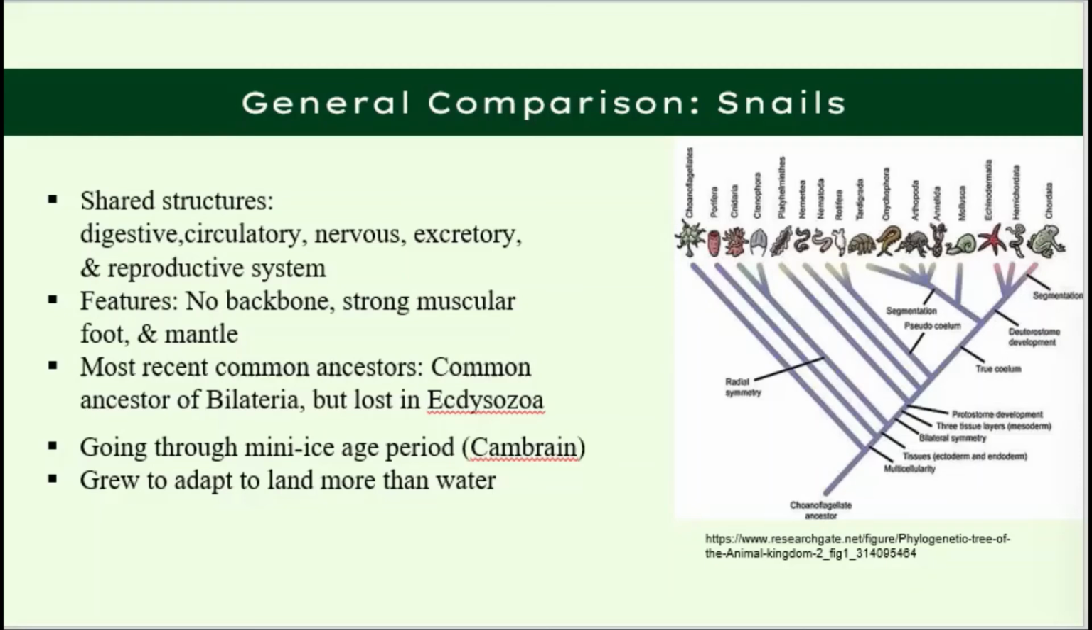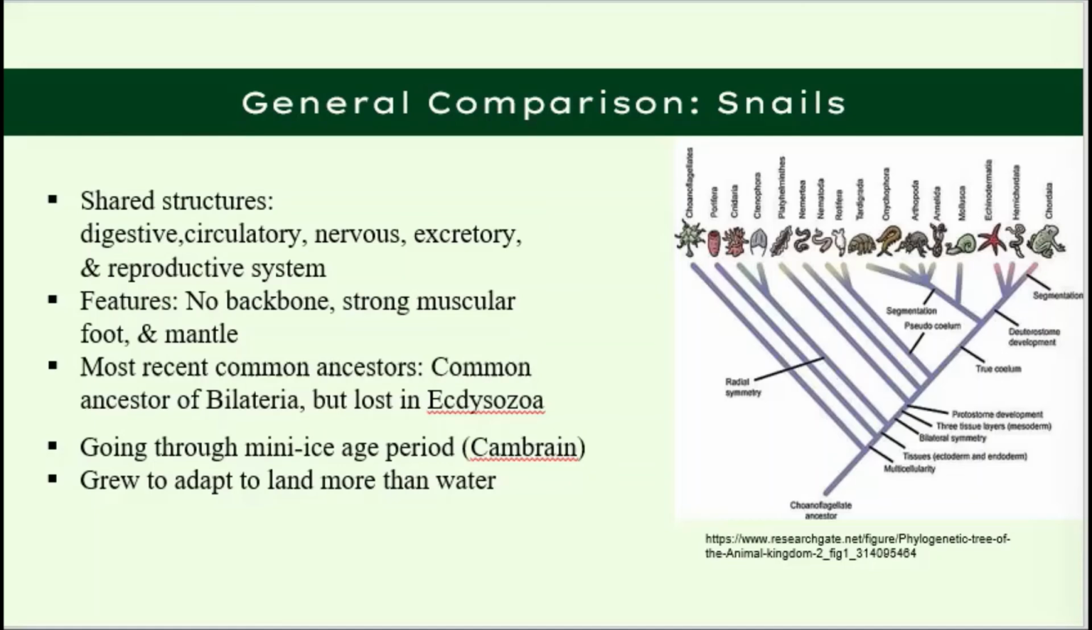In the reproductive system, snails are considered to be hermaphrodites and have both male and female reproductive organs, while frogs have a male reproductive system that consists of a pair of testes and a female reproductive system that consists of a pair of ovaries and oviducts. Some features of snails are that they have no backbone, but they have a strong muscular foot. They use mucus to crawl over rough surfaces and to keep their soft bodies from drying out. They also have a mantle that secretes calcium carbonate.